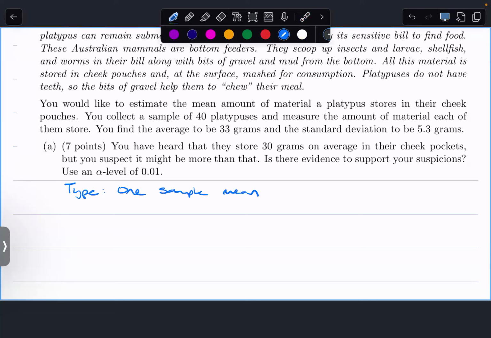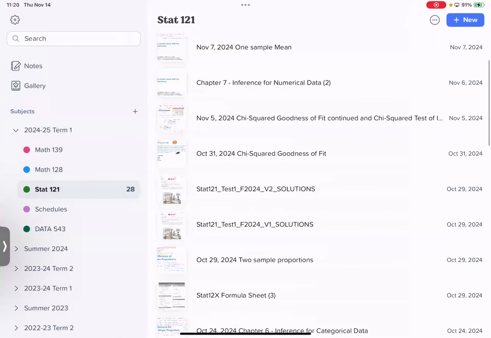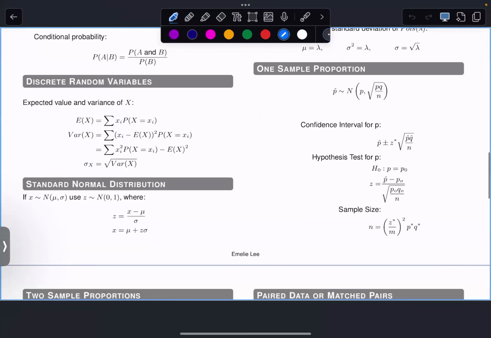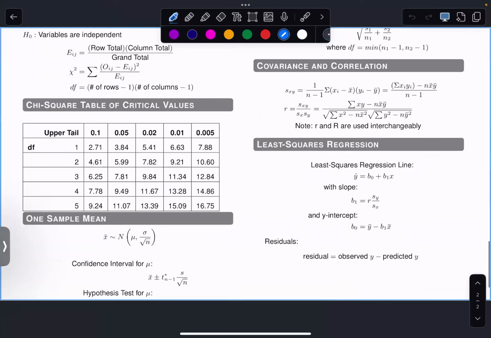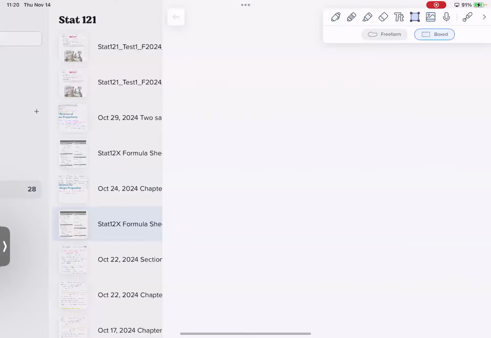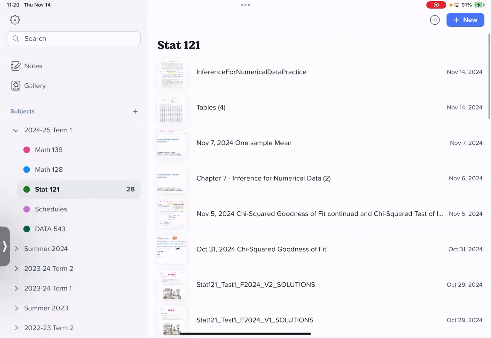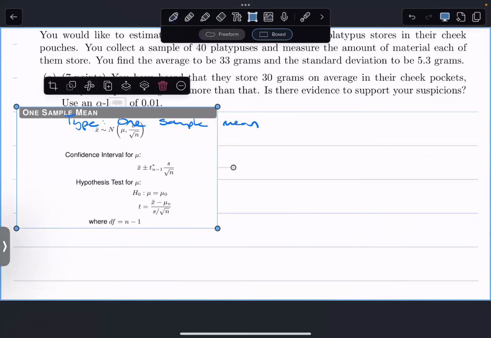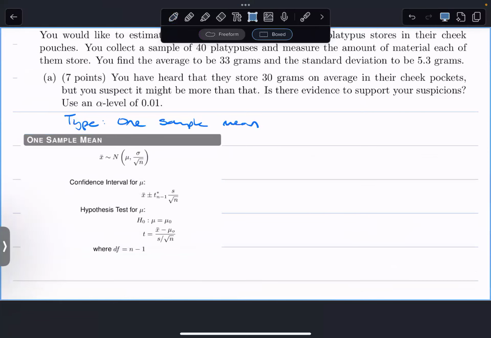That'll be nice to practice a little bit. We already kind of did it with the paired data, right? It's the same mechanisms, but let's go to our formula sheet. So it's a one sample mean, and we'll just briefly check the conditions.